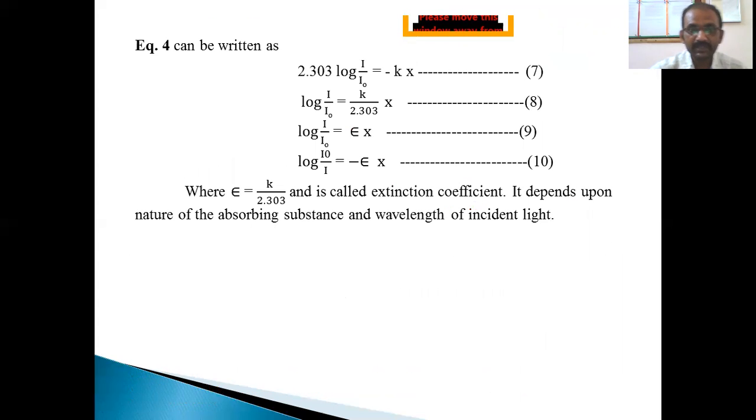Then this equation is again converted into 2.303 log I upon I0. We converted ln into log, then the equation becomes minus kx. Log I upon I0 is equal to k upon 2.303 into x. Log I upon I0 is equal to epsilon x. Log I0 upon I is equal to minus epsilon x. This is the change of the equation.